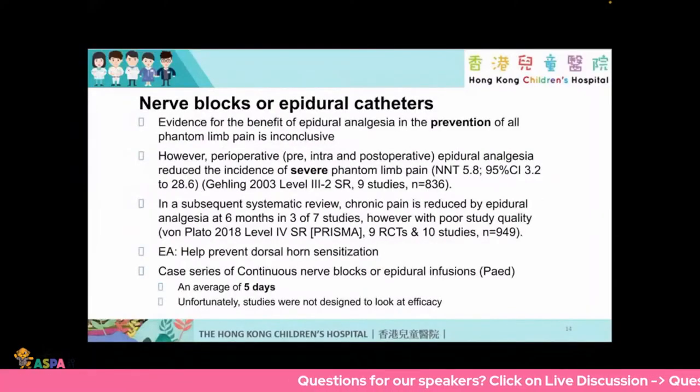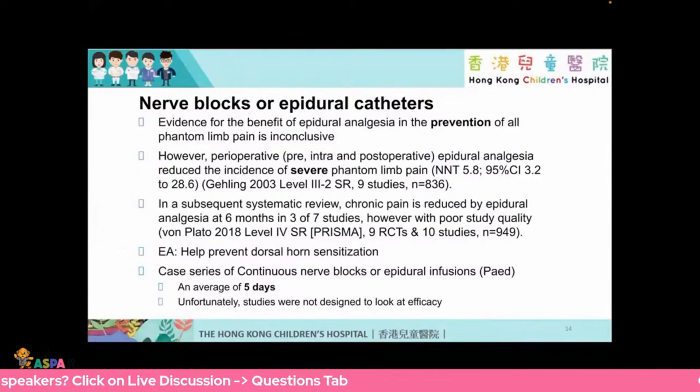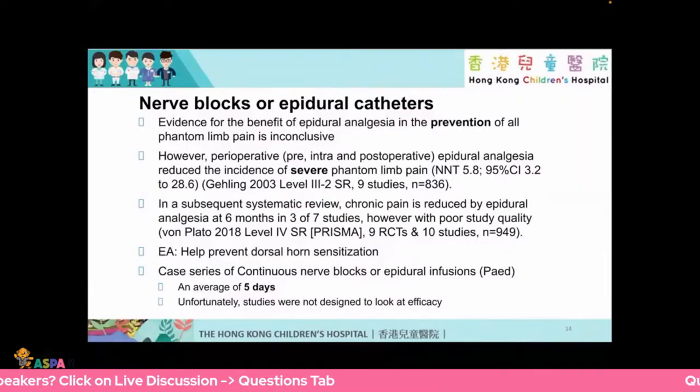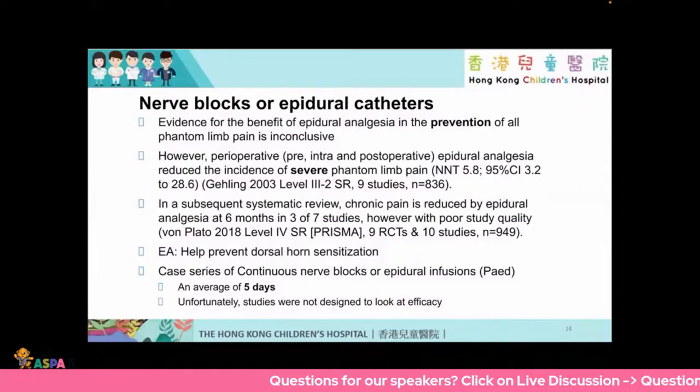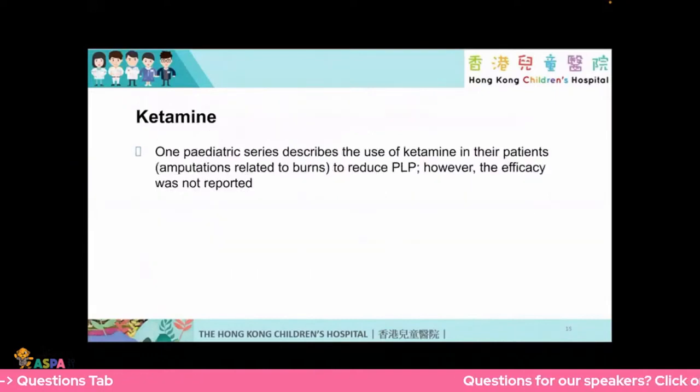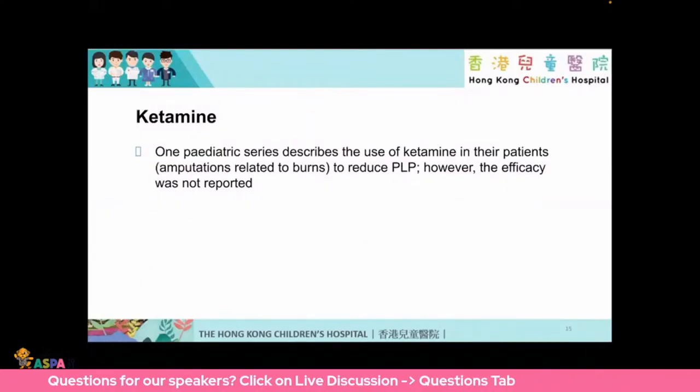Epidural catheters, not nerve blocks, are found to have a good analgesic effect in severe phantom limb pain. However, as mentioned before, we still cannot find any prevention benefits so far. It is believed that it helps by preventing dorsal horn sensitization. The case series found that this catheter has to stay for a relatively longer time, an average of 5 days, to show the benefits. Ketamine, from one pediatric series, is shown to be beneficial in reducing the pain. However, the efficacy was not reported.